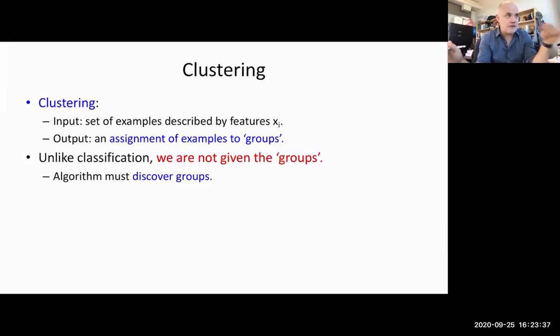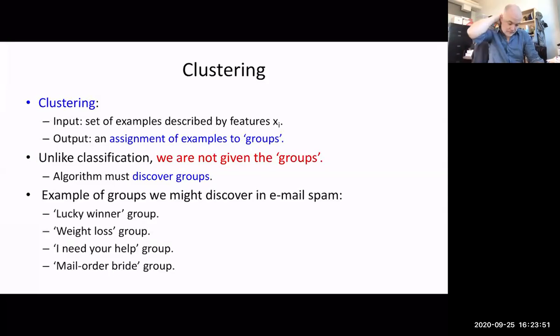That's the whole point, right? So if you're doing classification, really, you can think of the label as a grouping, right? Zeros and ones, spam, not spam, as a grouping, right? In clustering, you're not given that, right? What we have to do is we have to discover the groups, right?